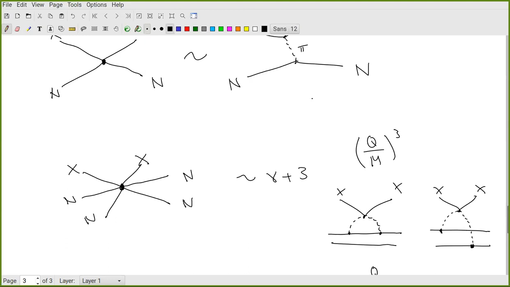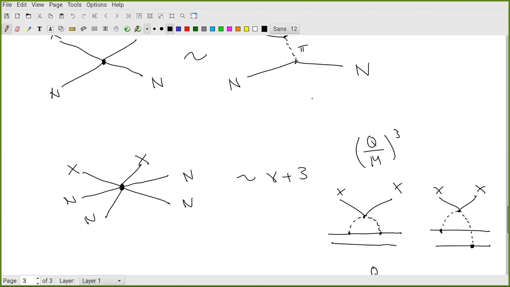So that's how one works with these chiral interactions. Even if it's non-perturbative, there's a systematic expansion, and you have a very clear strategy of which terms to include and which terms not to include.